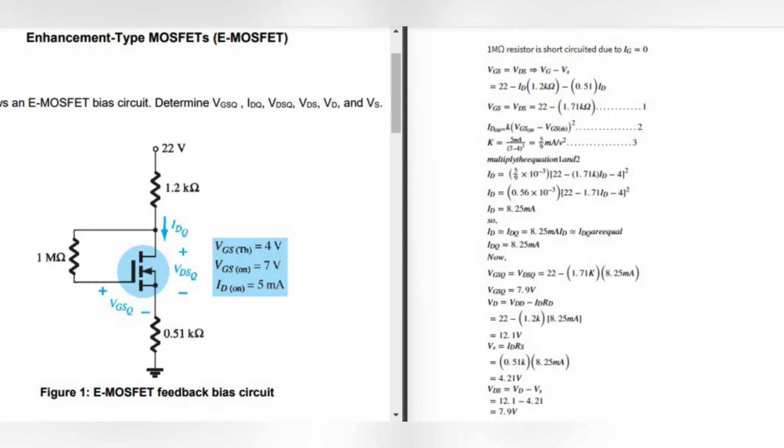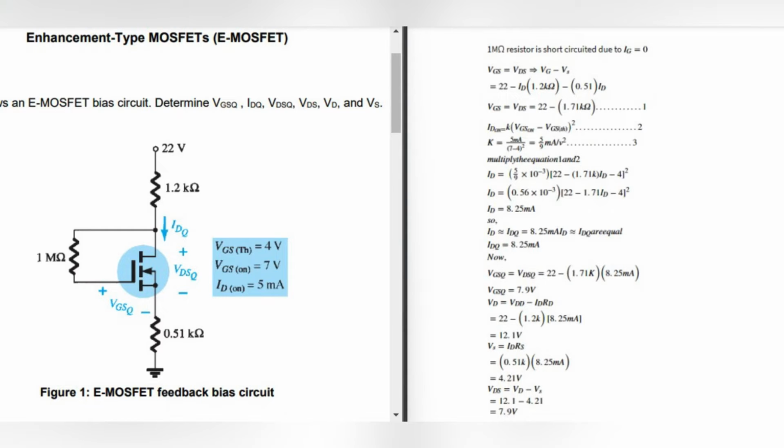For the first step, the 1 megaohm resistor is short circuit due to IG equals 0. So VGS equals VDS, which means VG minus VS, which is 22 minus ID times 1.2 kilo ohms minus 0.51 kilo ohms times ID. So for the first equation, VGS equals VDS, which means 22 minus 1.71 kilo ohm times ID. That is for the first equation.